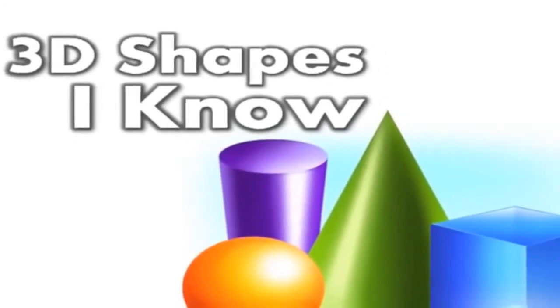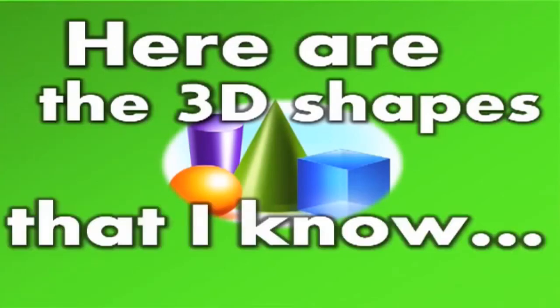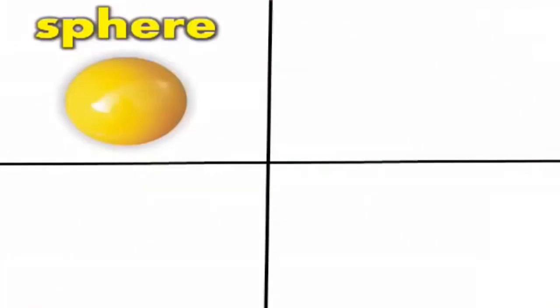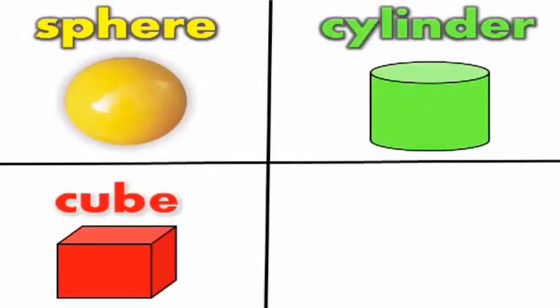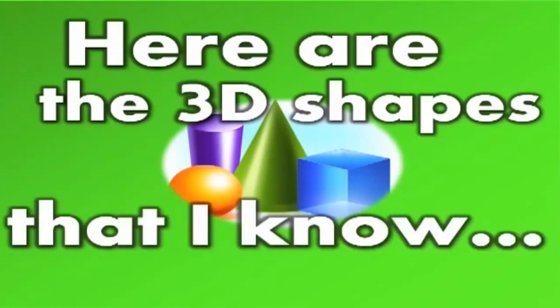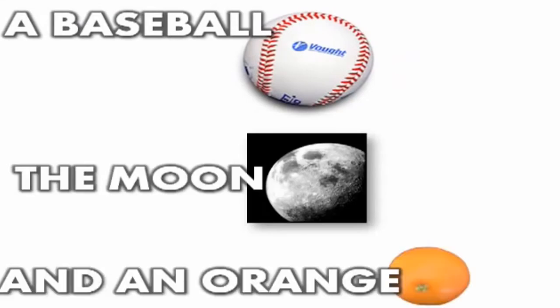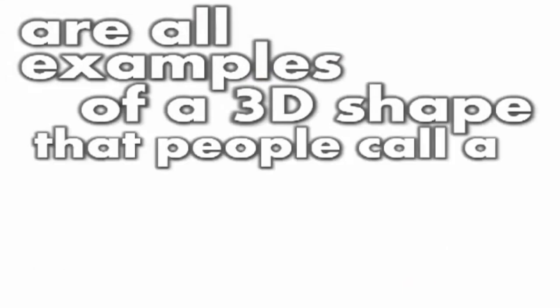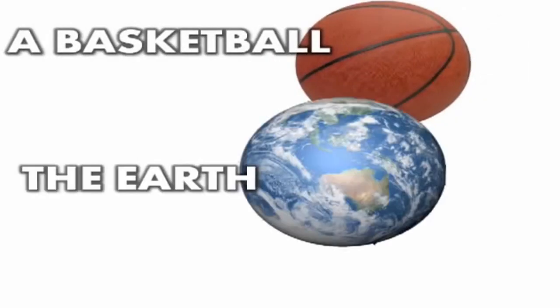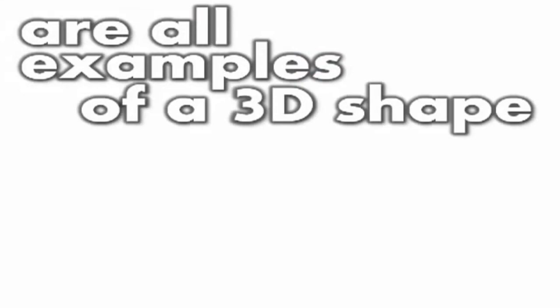I'm a 3D shape expert. Here are the 3D shapes that I know: a sphere, a cylinder, a cube, and a cone. A baseball, the moon, and an orange I have right here are all examples of a 3D shape that people call a sphere. A basketball, the earth, and marbles I have here are all examples of a 3D shape that people call a sphere.